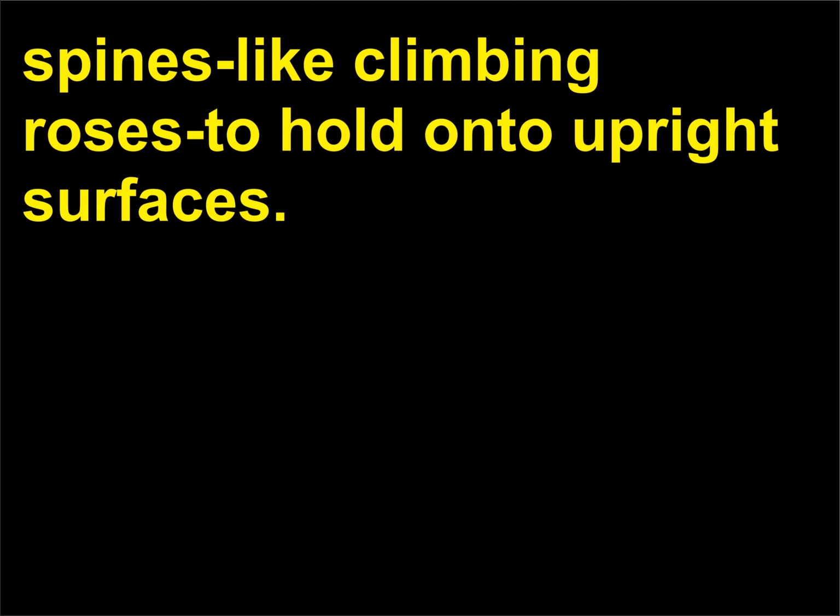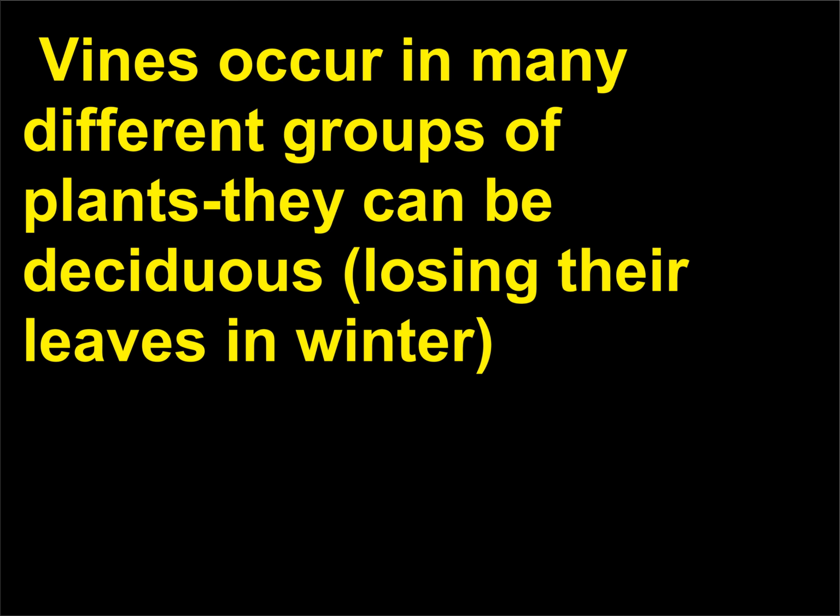Still others use hook-tipped leaves or sharp thorny spines, like climbing roses, to hold onto upright surfaces. Vines occur in many different groups of plants.